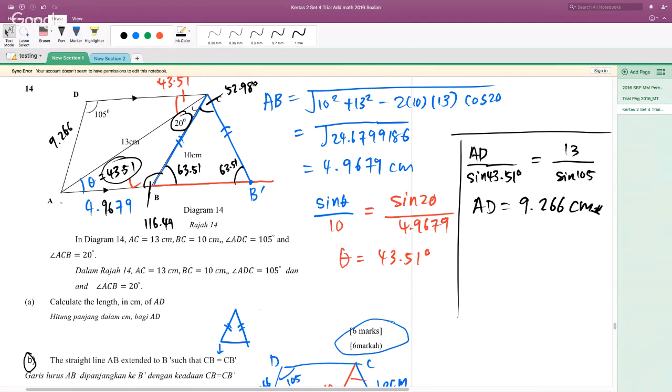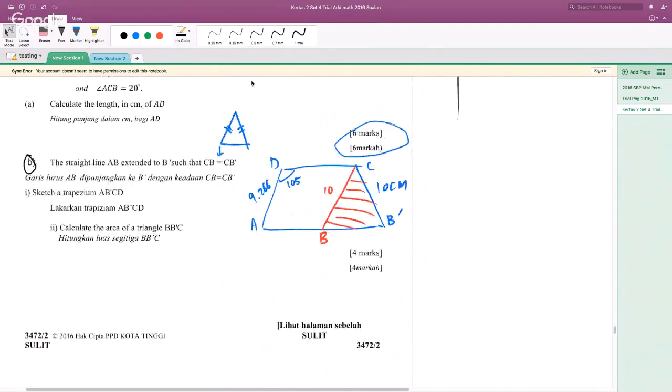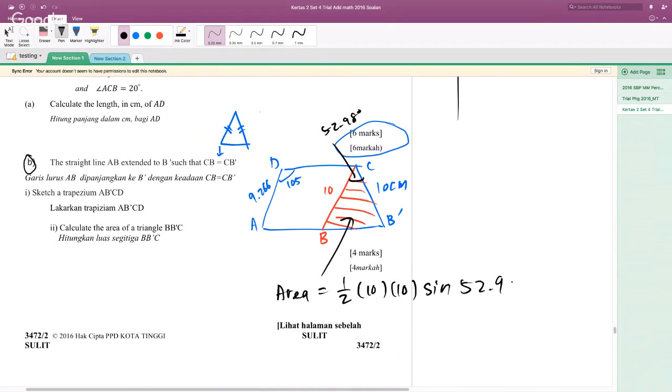Okay, this is how I solve this triangle. So I know this angle equals 52.98. Then I can use the sine rule to find the area. So area equals half ab sine C. So I will say half times sine 52.98 multiplied by 50. The area should be 39.92 centimeters squared. Okay, it shouldn't be too difficult for this kind of question.